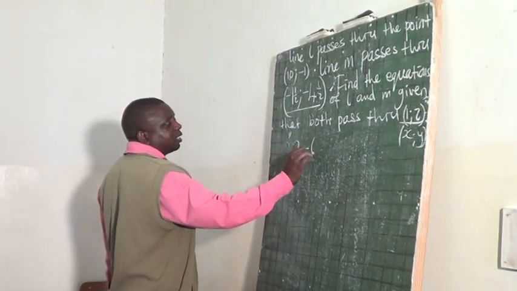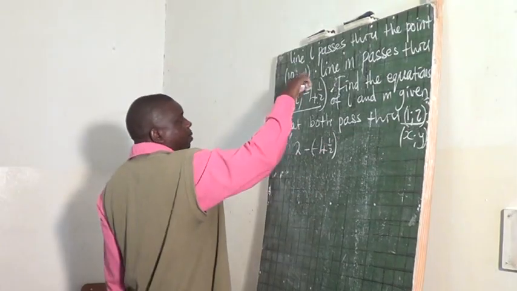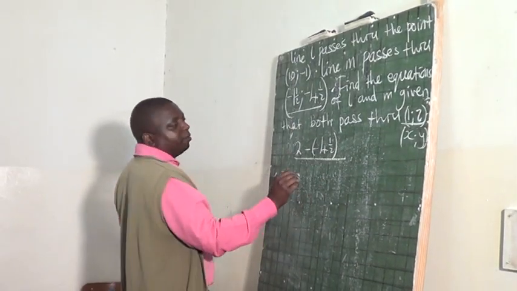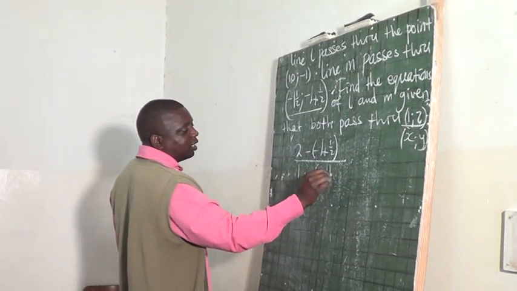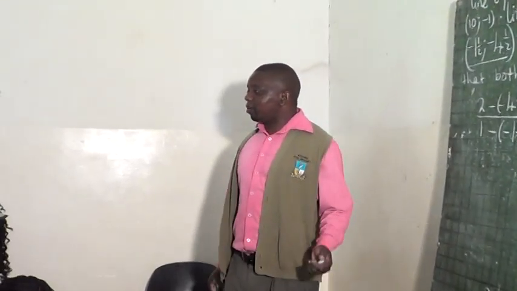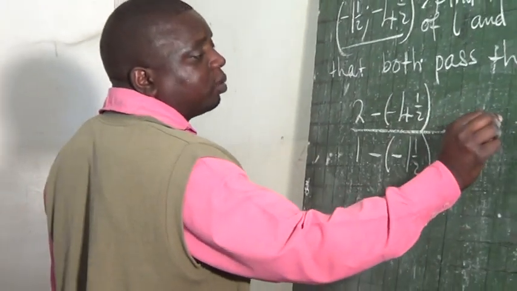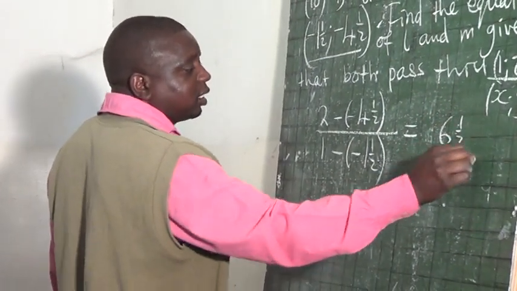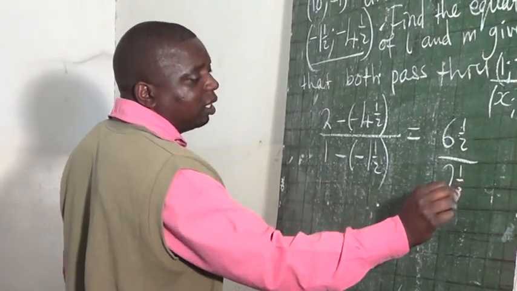Difference in y coordinates: 2 minus minus 4 and a half, over 1 minus minus 1 and a half. That is 2 plus 4 and a half, which is 6 and a half, over 1 plus 1 and a half, which is 2 and a half.